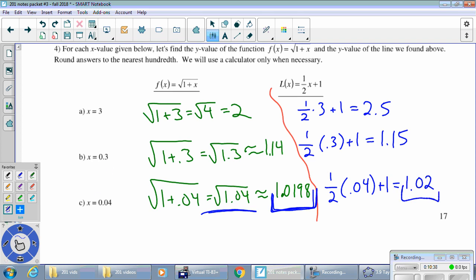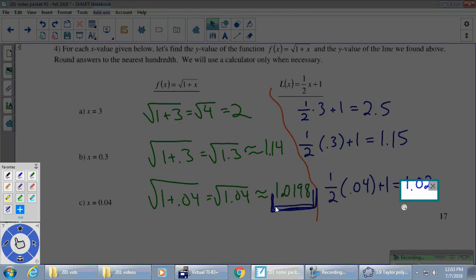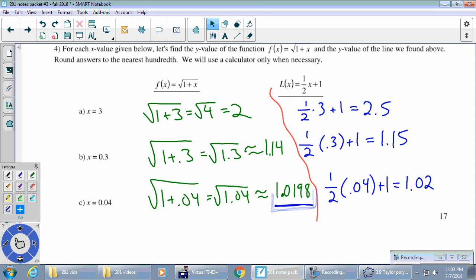But take a look at how good our approximation here is. The right answer is 1.0198, and our answer was 1.02. And they're only off by, let's see, tenths, hundredths, thousandths, 2 ten-thousandths, less than 2 ten-thousandths off. And again, calculating this by hand was trivial. No calculators needed.